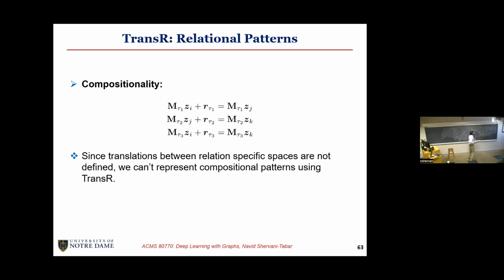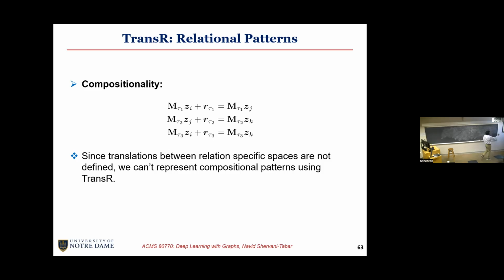Now, the problem with trans-R is compositionality. If I have a pair of relations that are inverses of each other, we can essentially say that we're projecting them onto the same vector space.